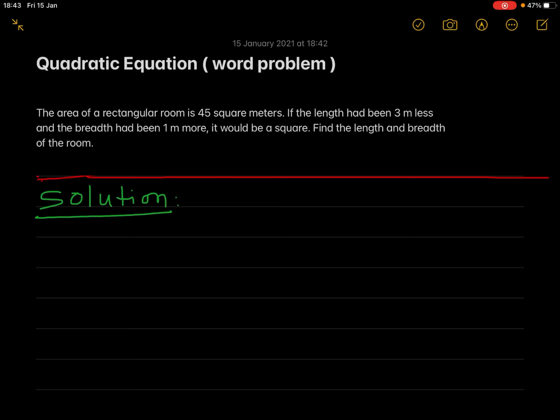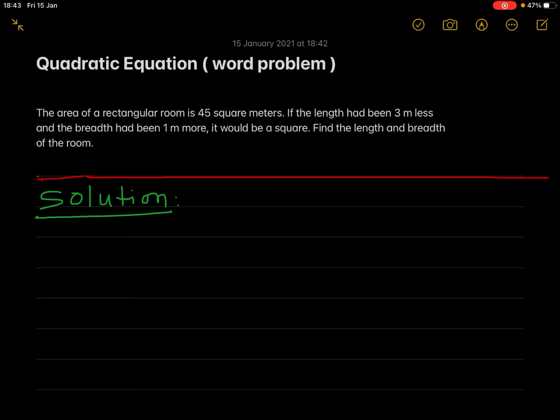Dear students, today I am going to teach you one question related to quadratic equation of word problem. The question is like this. You can see here in white letters. The area of rectangular room is 45 square meter. If the length had been 3 meter less and the breadth had been 1 meter more, it would be a square. Find the length and breadth of the room.